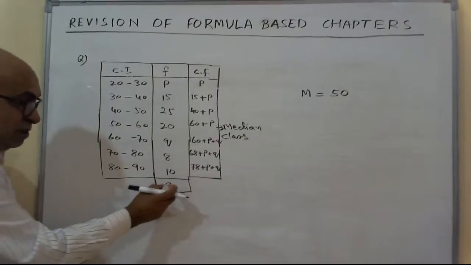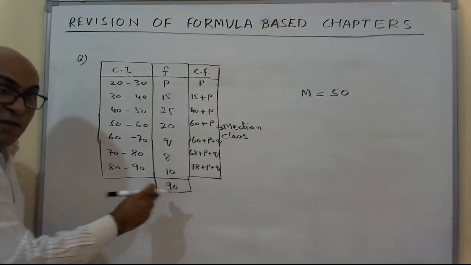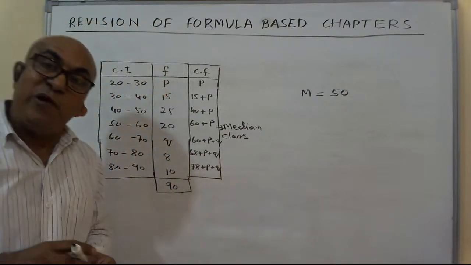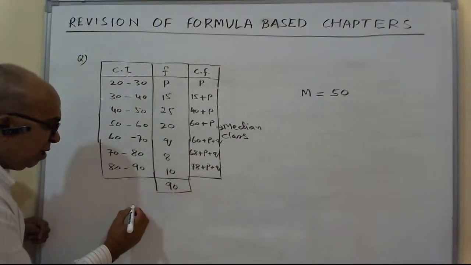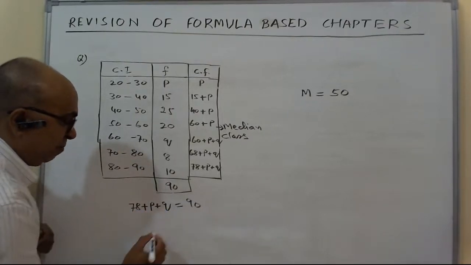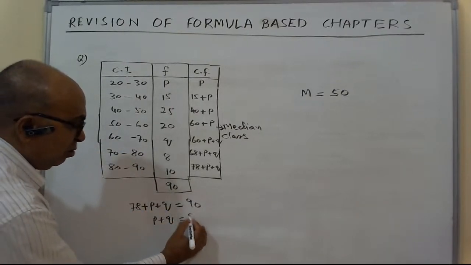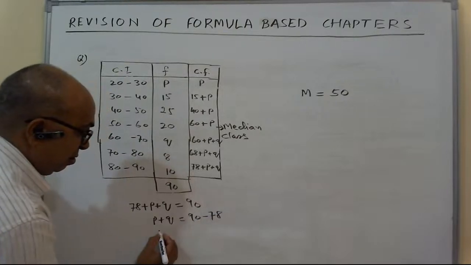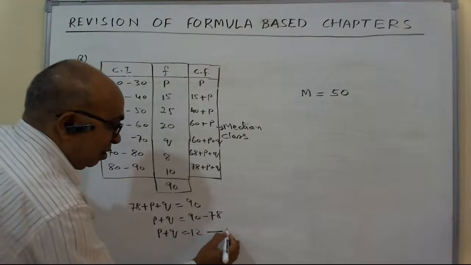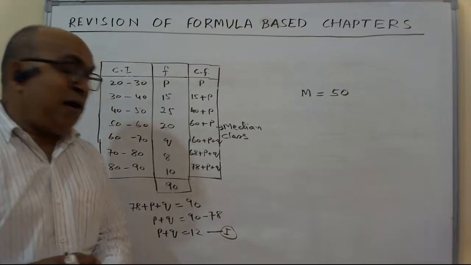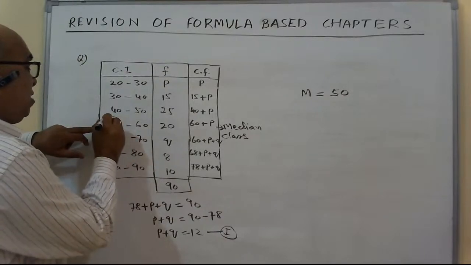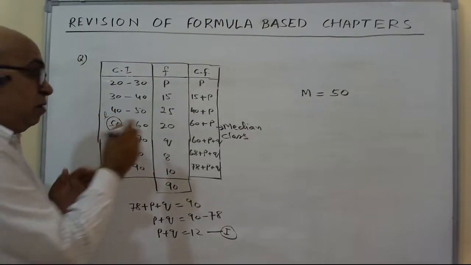Right? This must be equal to the sum. The cumulative frequency of the last class interval will be equal to the sum of frequencies. So we can write 78 plus P plus Q equal to 90. So P plus Q equal to 90 minus 78, so P plus Q equal to 12, right? It is one equation.